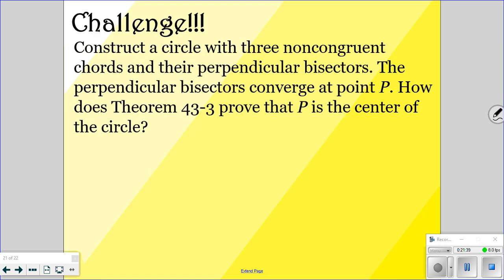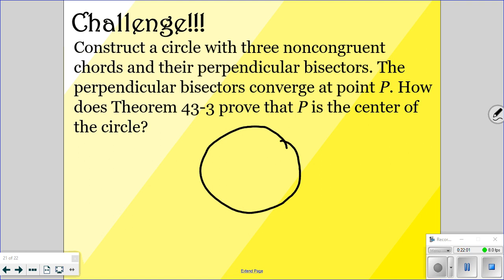So let's look at the challenge question. You want to construct a circle with 3 non-congruent chords and their perpendicular bisectors, and then the perpendicular bisectors converge at point P. How does theorem 43.3 prove that P is the center of the circle? So y'all try this one by yourself, and then unpause the video and I'll go over it.